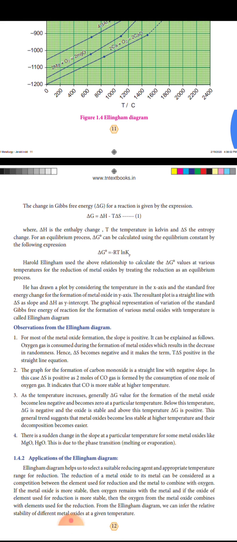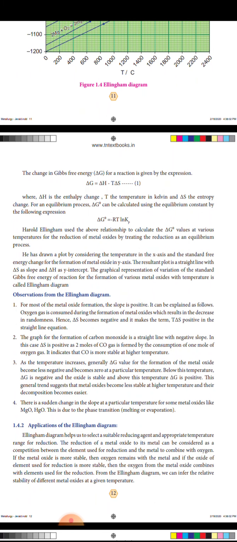Observations from the Ellingham diagram. There are 4 observations. For most of the metal oxide formation, the slope is positive. It can be explained as follows. Oxygen gas is consumed during the formation of metal oxide, which results in a decrease in randomness. Hence, delta S becomes negative and it makes the term T delta S positive in the straight line equation.